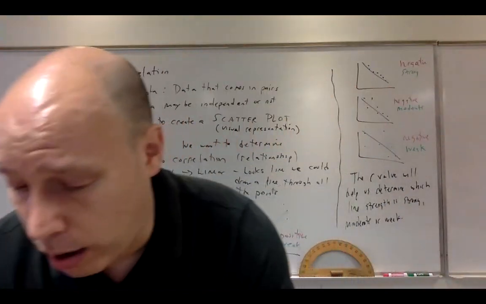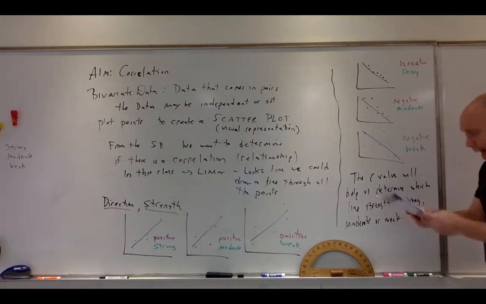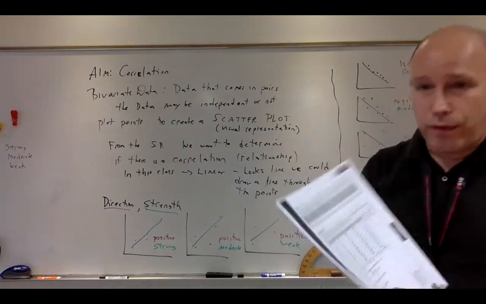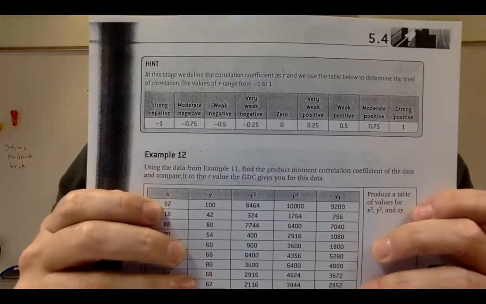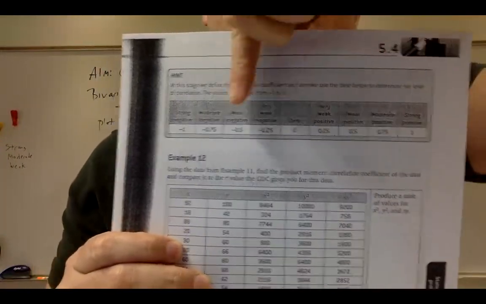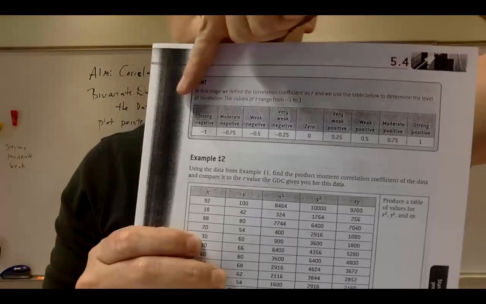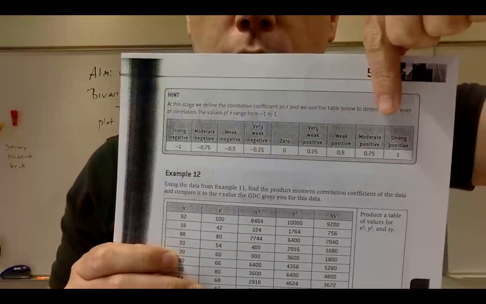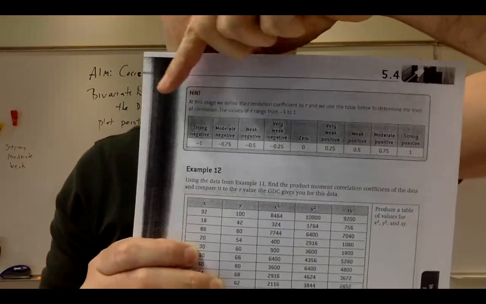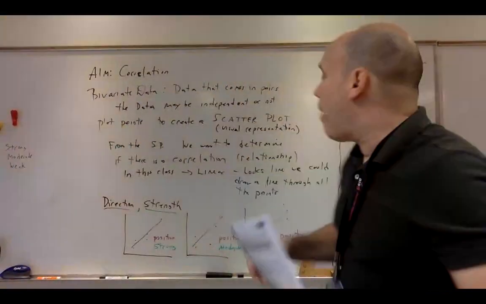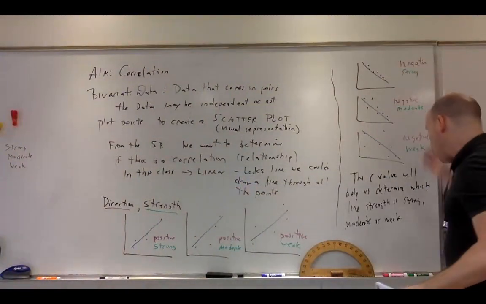You can go to the online packet, to page 351, and I'll put it right here. Take a snapshot. You can see we found the R values. At -1 or +1, this represents strong positive, strong negative. And as you move closer to 0, the correlation gets weaker in the positive or the negative direction.